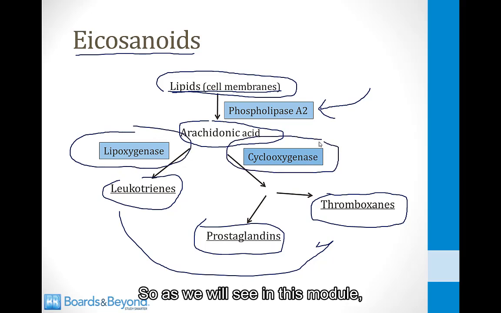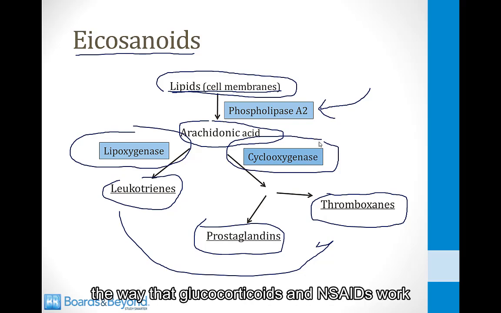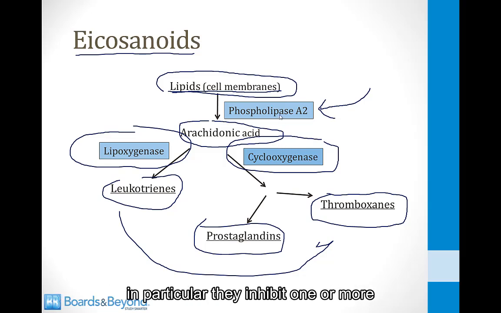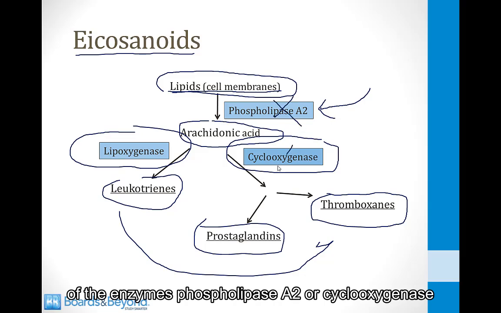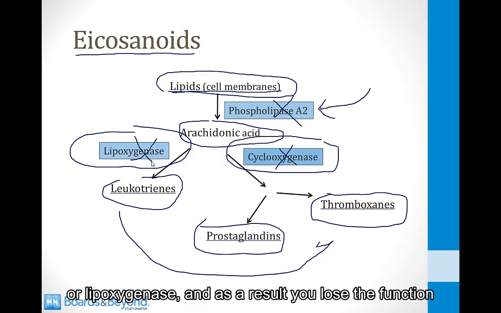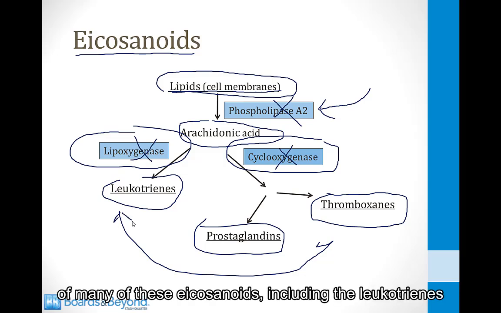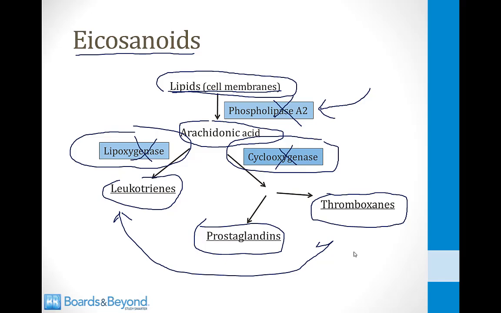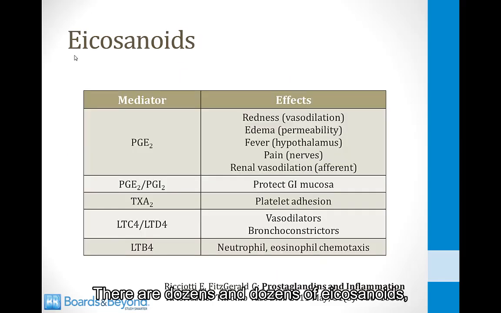So as we will see in this module, the way that glucocorticoids and NSAIDs work is that they inhibit the enzymes involved in this process. In particular, they inhibit one or more of the enzymes phospholipase A2 or cyclooxygenase or lipoxygenase. And as a result, you lose the function of many of these eicosanoids, including the leukotrienes and the prostaglandins and the thromboxanes. There are dozens and dozens of eicosanoids, and each molecule has multiple different effects in different organs and different tissues and on different cells.